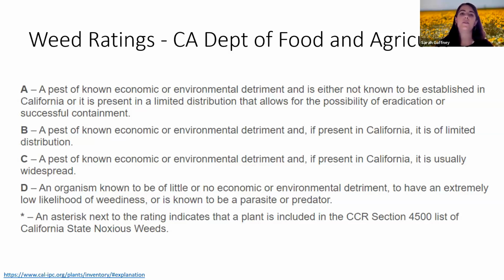So we really need to focus on not letting it enter, or if we ever see it, we need to get rid of it right away. So that's the early detection methods. And then B is it causes damage, but it's established in California. C, it causes damage, but it's very widespread. And then D, they don't think that it's going to cause any damage.